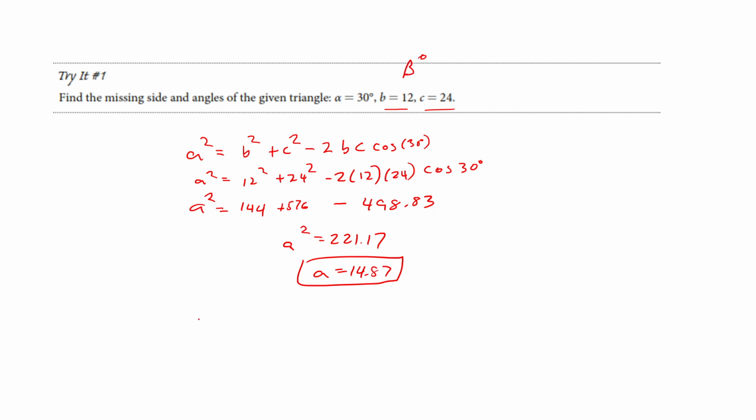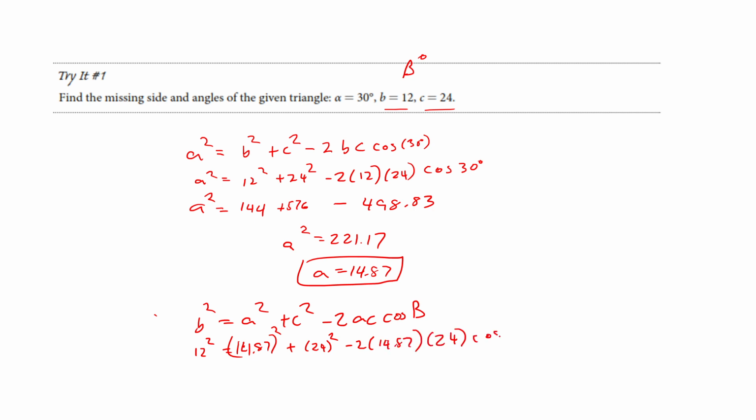So that's going to be b squared equals a squared. Okay, so this is going to require some more rearranging, but it's not going to be hard. So we're going to do 12 squared equals 14.87 squared plus 24 squared. Okay, so the law of sines is mathematically much simpler, but let's go ahead and crunch this to see that it would.